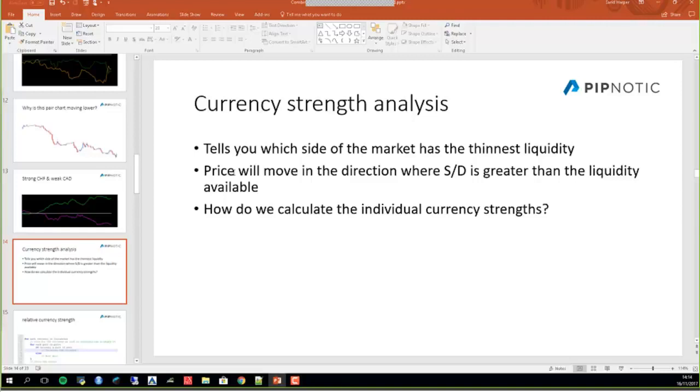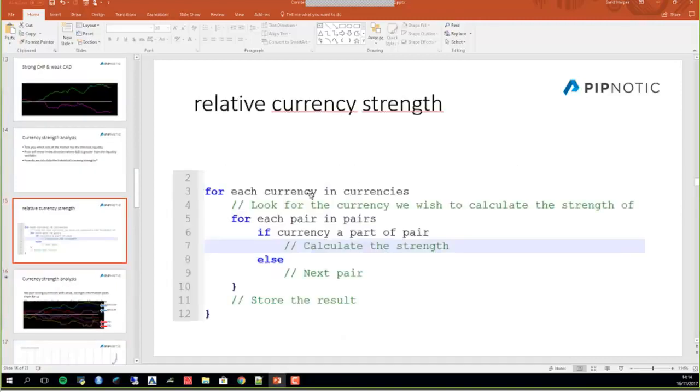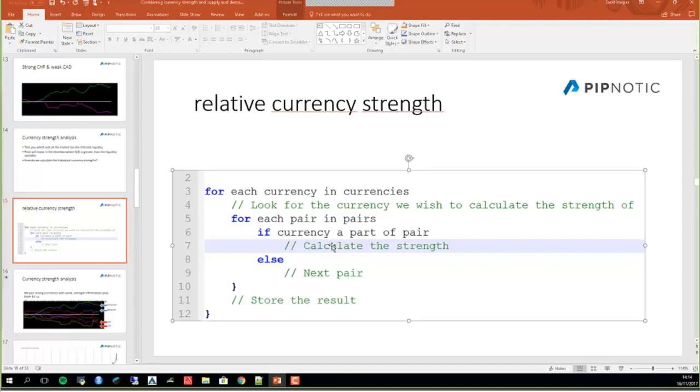So if we look at currency strength for a second, how can you calculate currency strength? Well, it's actually a pretty simple task, and I've made some pseudo code here. So you iterate through the currencies that you're interested in. The software that I've written focuses on the 8 most traded currencies, which are the ones that we saw on the graphic previously. Then it iterates through all of the currency pairs here, and it looks to see if the currency is in the currency pair. If it is, it's going to perform a small calculation. If it isn't, it's going to move on to the next one.